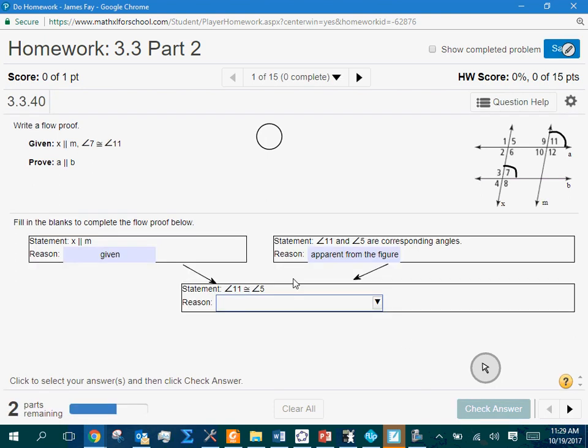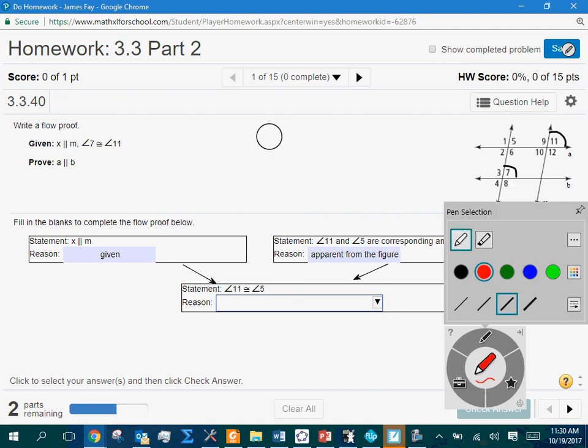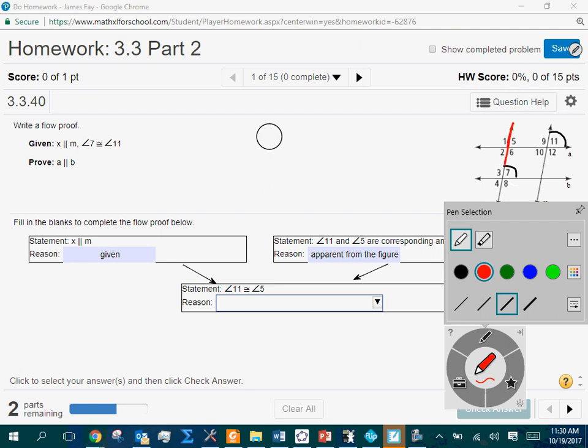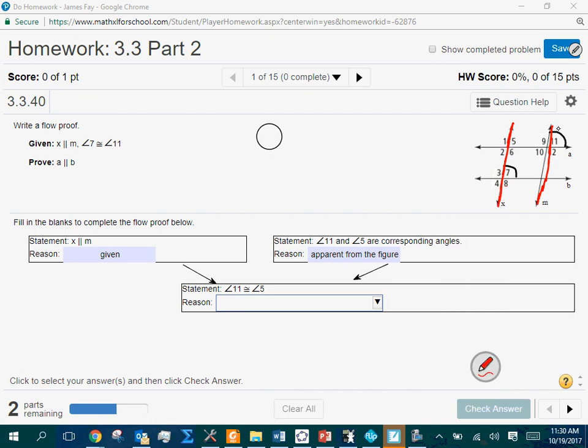So now you see the arrows, right? The arrows in the flow chart tell us that with those two things together, we should be able to come up with this new statement of angle 11 congruent to angle 5. Because here's the logic. Look at the parallel lines that they provide us. They gave me those parallel lines, and A is a transversal, right?